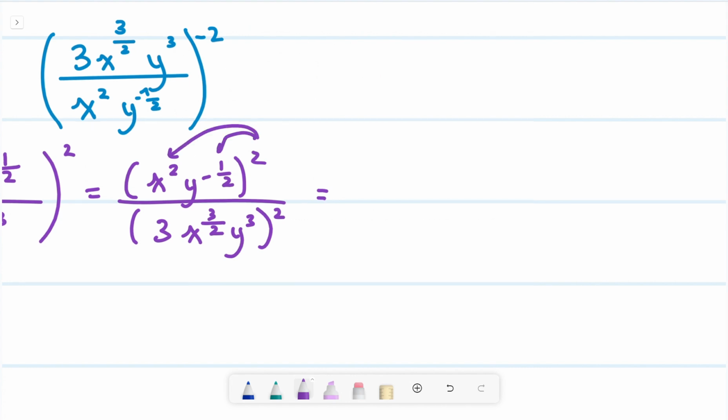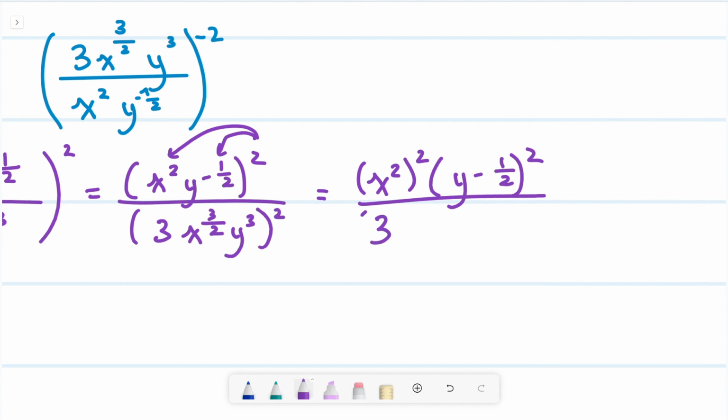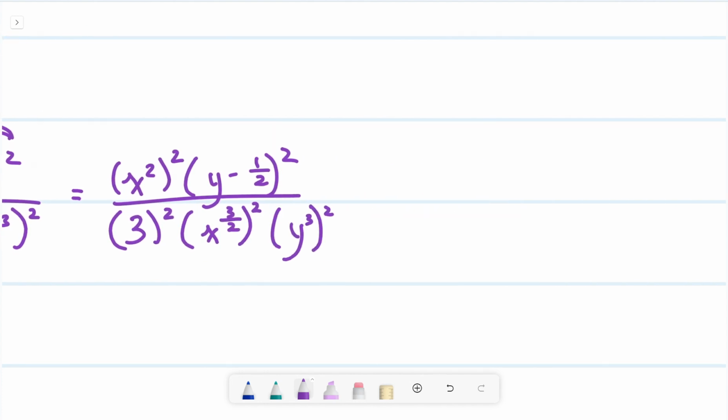Next, each term inside becomes squared, so x squared all squared times y to the power of negative half all squared, divided by 3 squared times x to the power of 3 halves all squared times y cubed all squared. So x squared all squared, this is x to the power of 2 times 2. We multiply the exponents. 2 times 2 is 4. Same for the y. Negative half times 2 is negative 1.